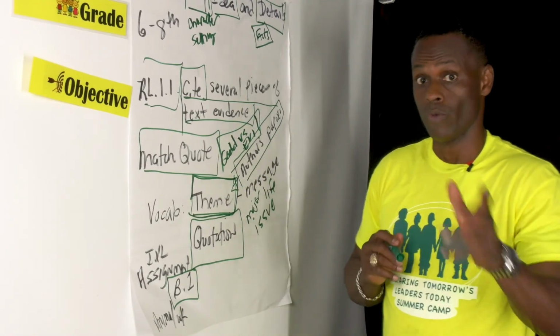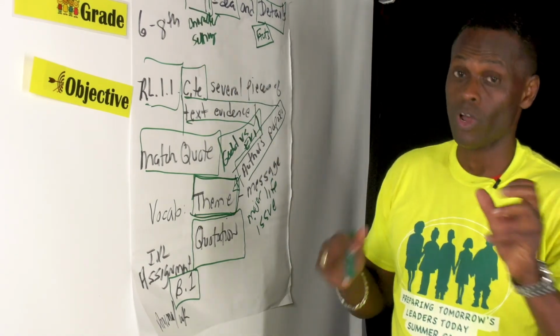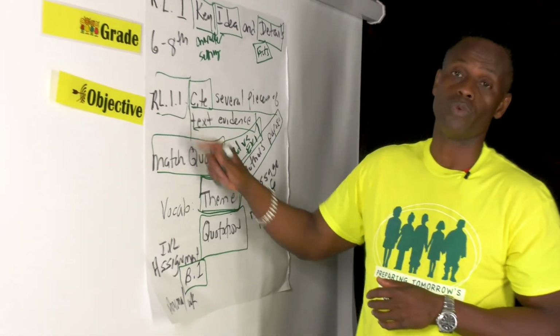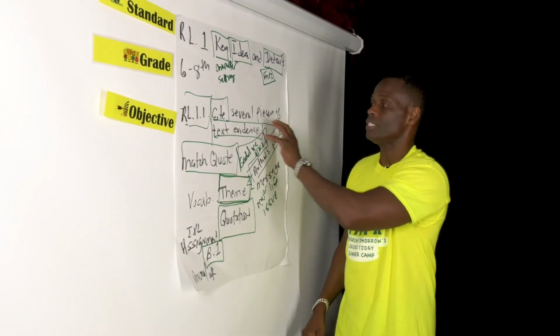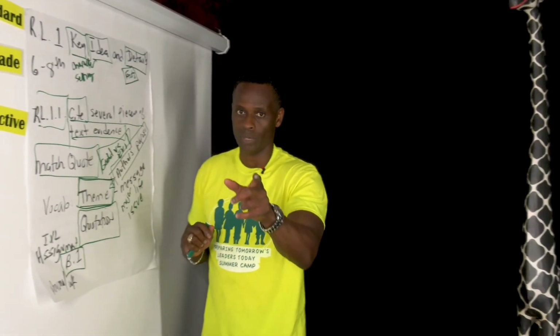So as we wrap up this particular session, remember, reading literature. We're moving on from reading informational text and focusing on reading literature. You can begin at reading literature 1.1, how to cite several pieces of text evidence, how to match quotes to themes within a particular text.